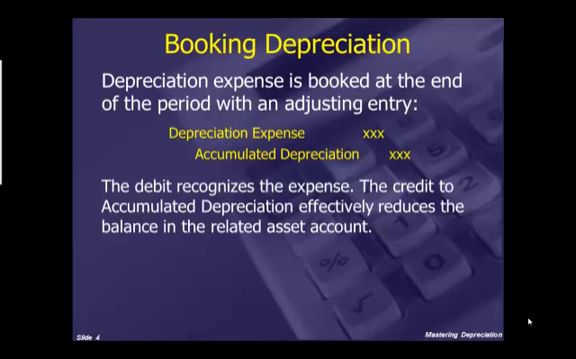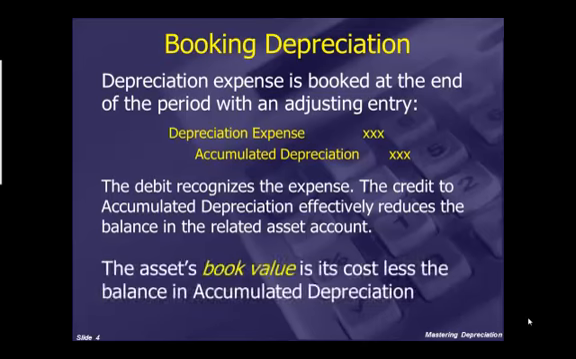So then you will take the equipment or the building or whatever the fixed asset is, less its related accumulated depreciation to equal its book value. Now, the accumulated depreciation over time is going to increase, therefore the book value of the asset is going to decrease. Once again, the asset's book value is its cost that shows up in equipment, building, vehicles, whatever the fixed asset is, less the balance in accumulated depreciation.